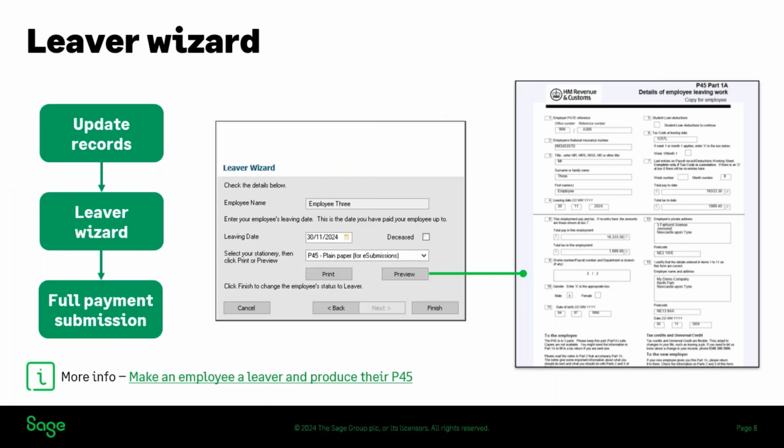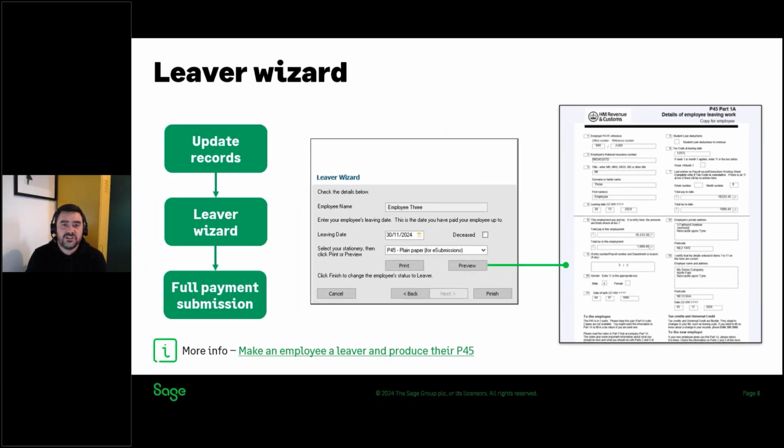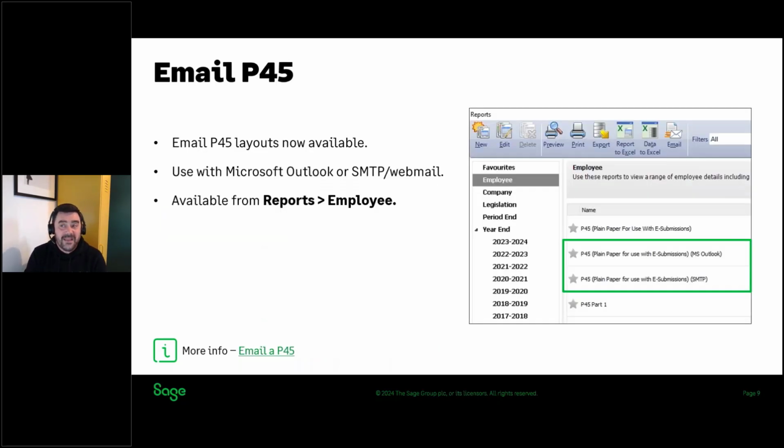So let's just recap then on the leaver wizard. So we ran this step after we'd updated the records, but before we do the full payment submission. You can use the wizard to enter the leaving date, and if you have more than one employee with the same leaving date, you can select them at the same time to run the leaver wizard. If not, do it individually. That can then be used to print or preview the P45, but you do also have that email P45 option. And if you want to read the full steps, just follow the link at the bottom there.